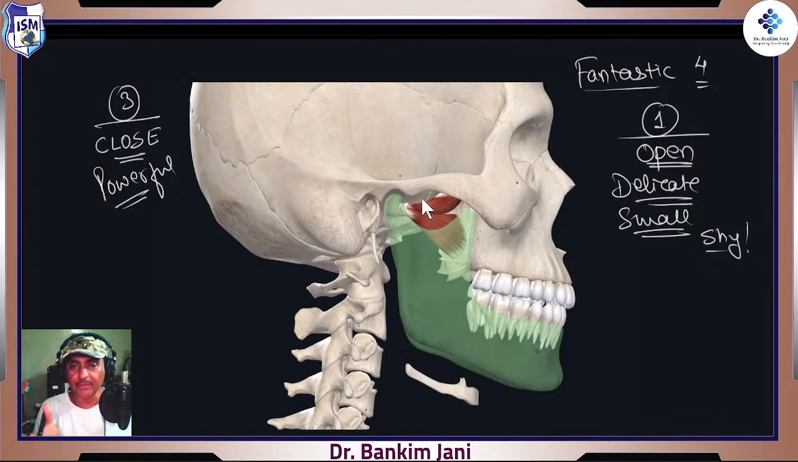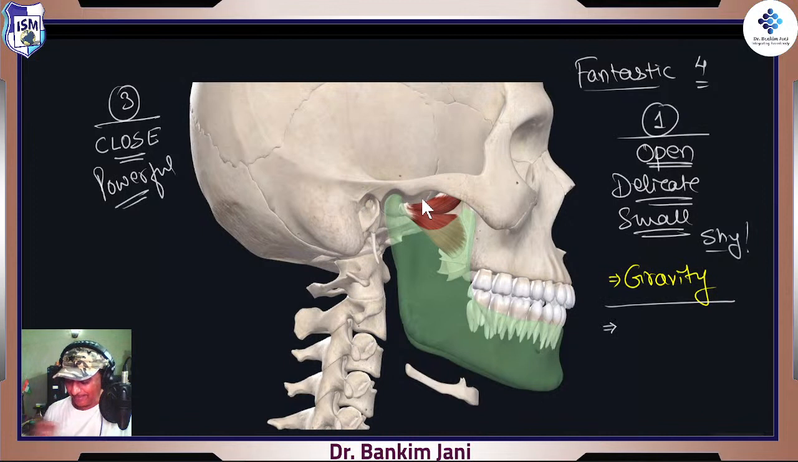See, for the opening of the mouth, one is gravity, right? So it is gravity which helps. All boys would agree that sometimes the mouth just stays open, right? You know the reason why. Okay, so this is one, but then there is another muscle, right? This is lateral pterygoid.